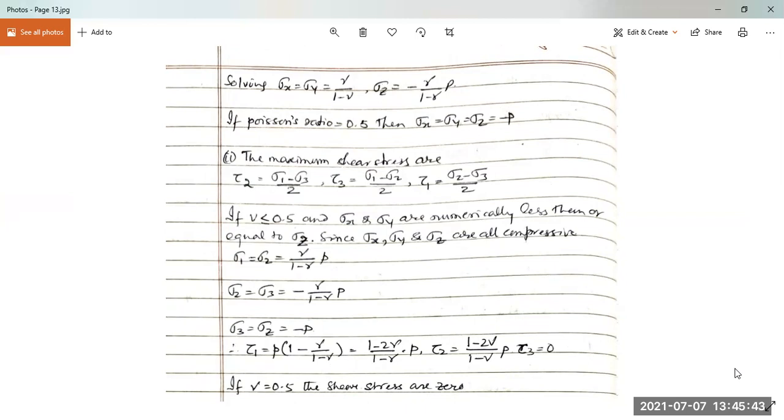So if Poisson's ratio is less than or equal to 0.5, and sigma x and sigma y are numerically less than or equal to sigma z, then sigma x, sigma y, and sigma z are all compressive in nature. And sigma 1 is equal to sigma 2, equal to gamma divided by 1 minus gamma into p.